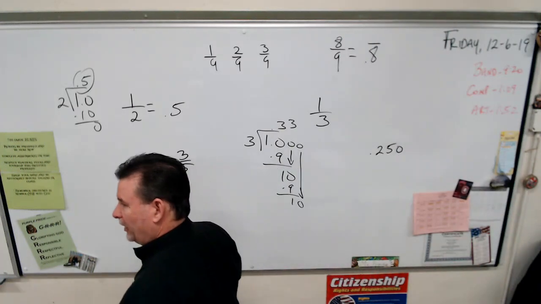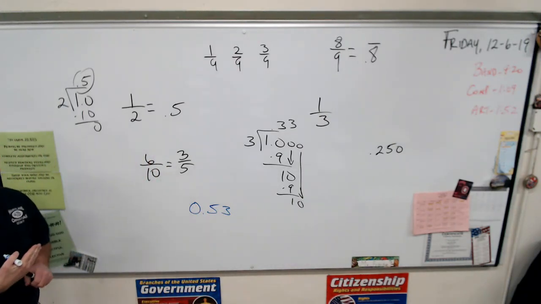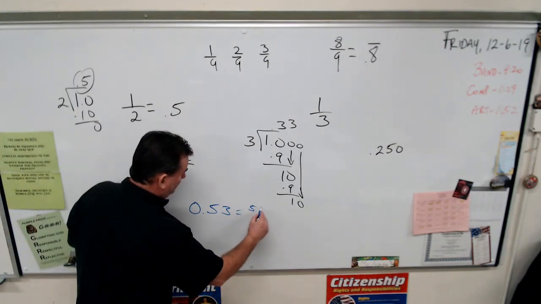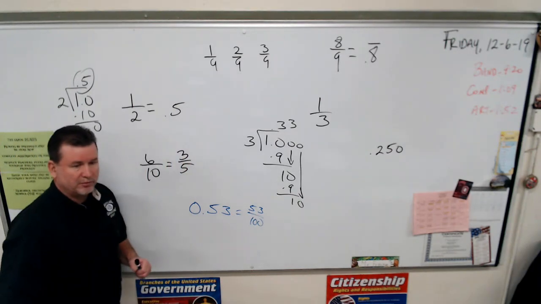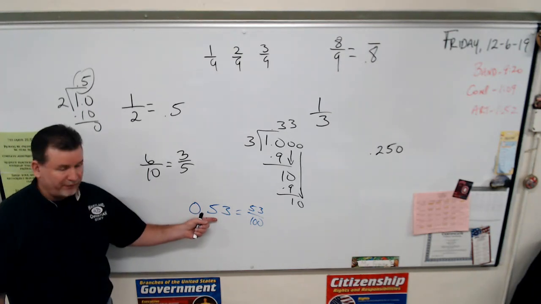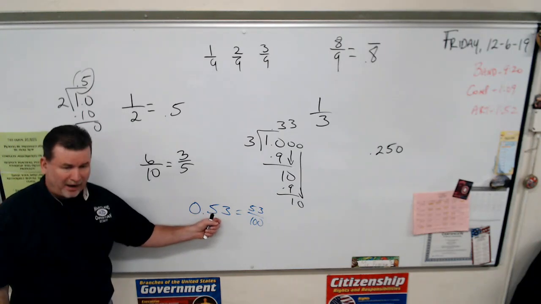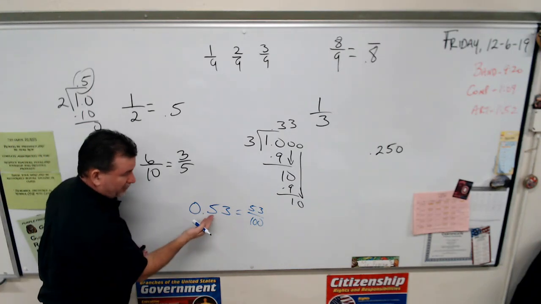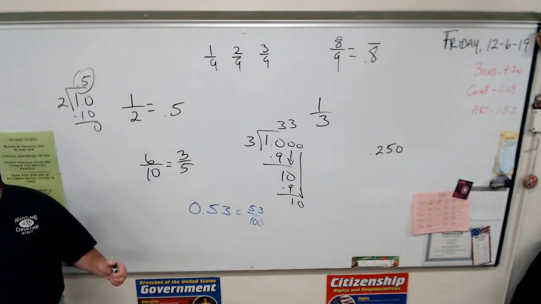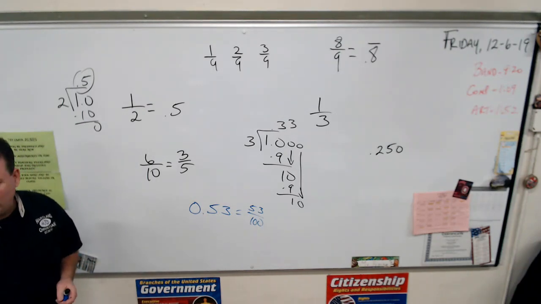Watch. If the problem said this, it would clearly be 53 hundredths, right? You with me? Raise your hand if you don't understand that. 0.53, ending not in the tenths but the hundredths place, is 53 hundredths. Is that what the problem says in number 12? No. What's it say?